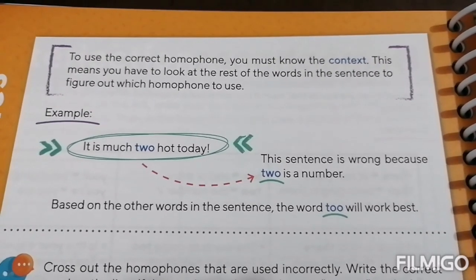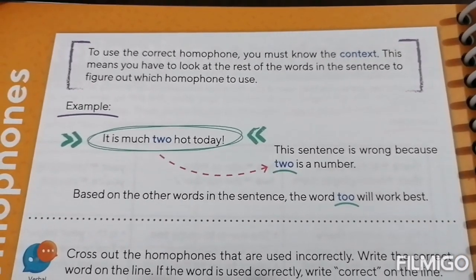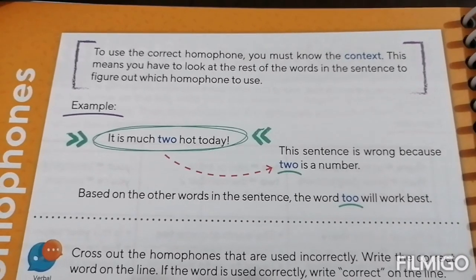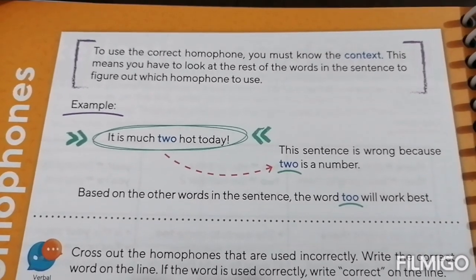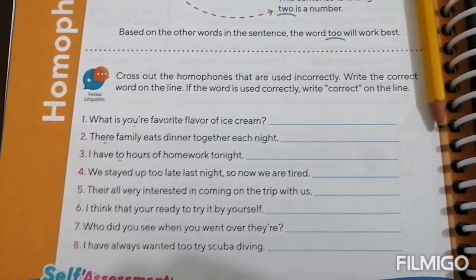This sentence is wrong because 2 is a number. Based on the other words in the sentence, the word too, T-O-O, will work best. So let's take a look at this exercise.